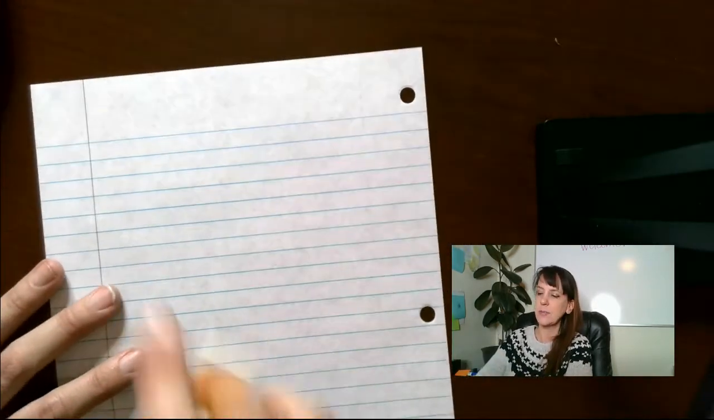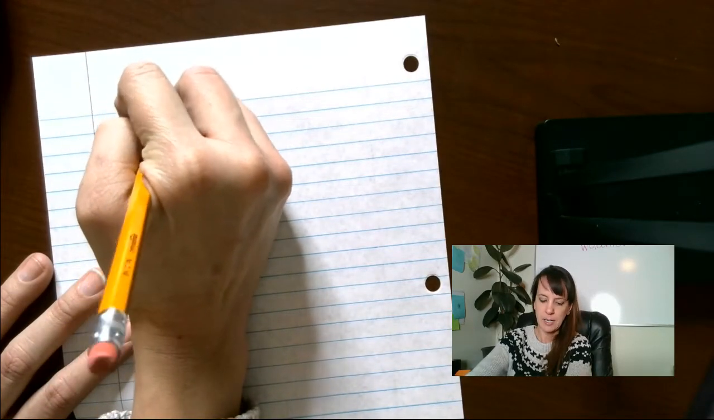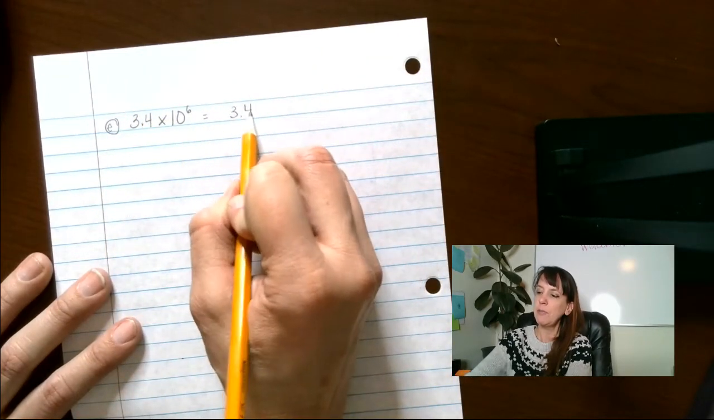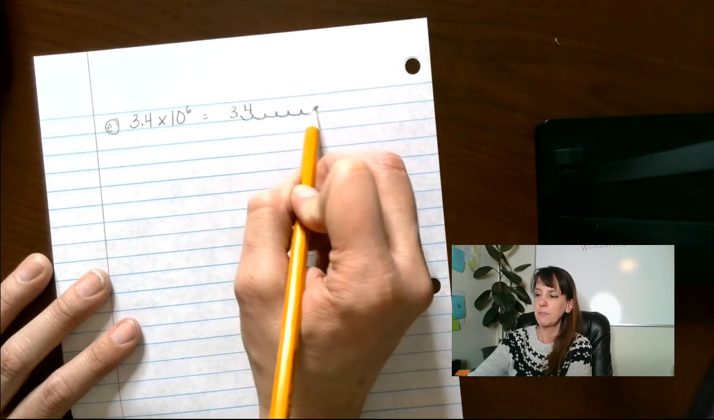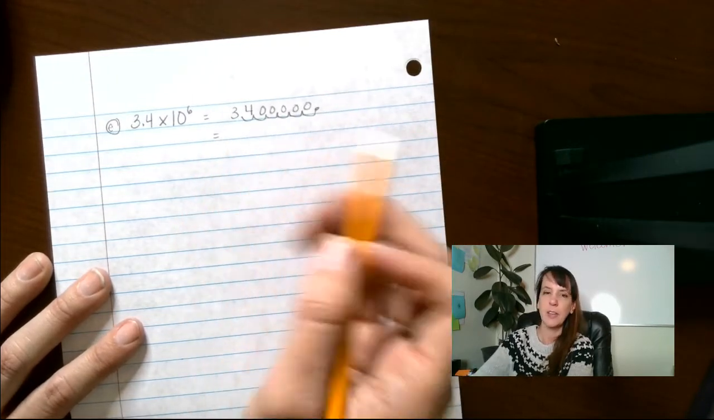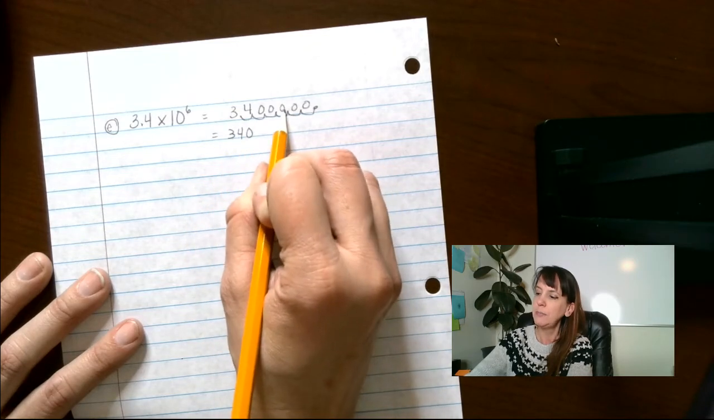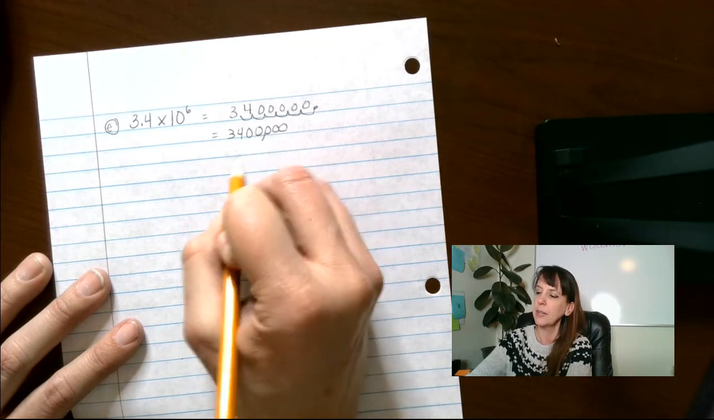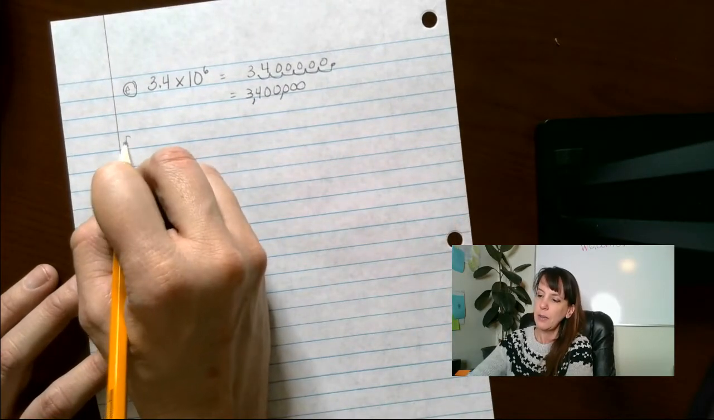All right, let's look at these. We have E. 3.4 times 10 to the 6th power equals 3.4, and then we go 1, 2, 3, 4, 5, 6. We don't just add 6 zeros. That does not help our situation. Now that we've got that, we want to write it nicely. So 3, 4, and then 1, 2, 3, 4, 5. There we go. And throw our commas in there to make it look nice. So 3,400,000.